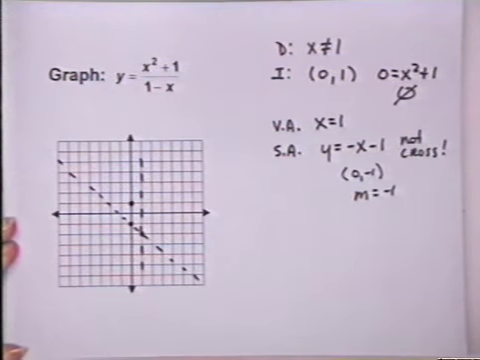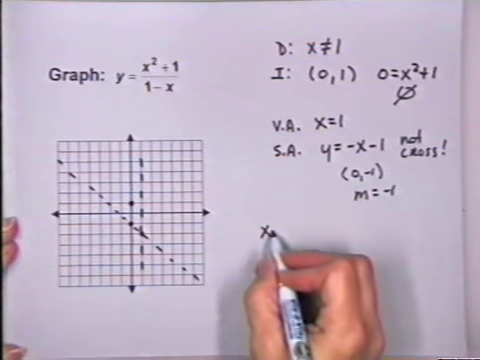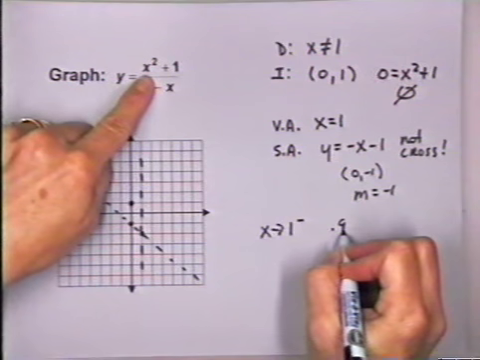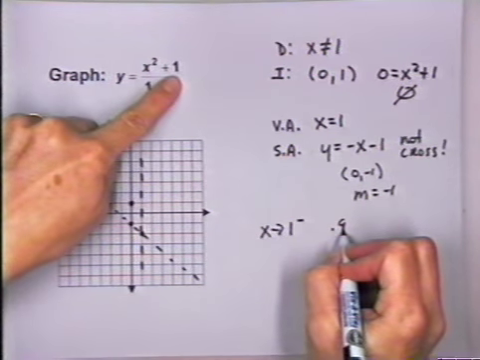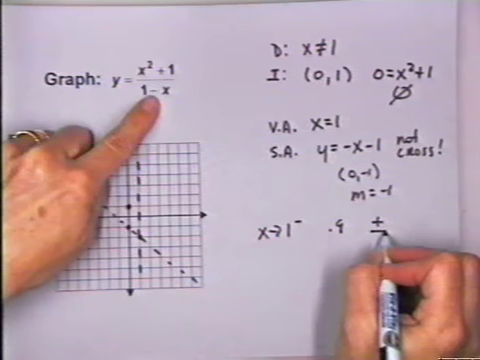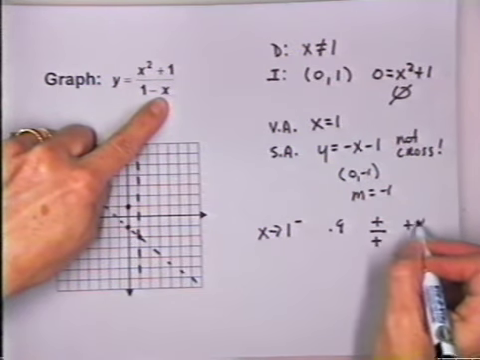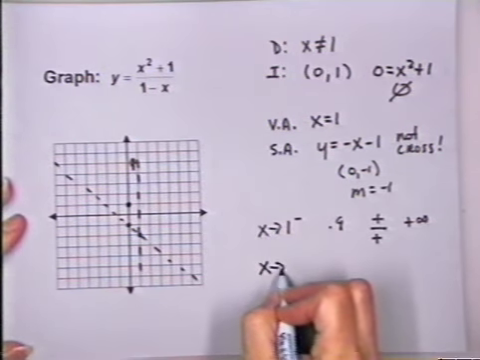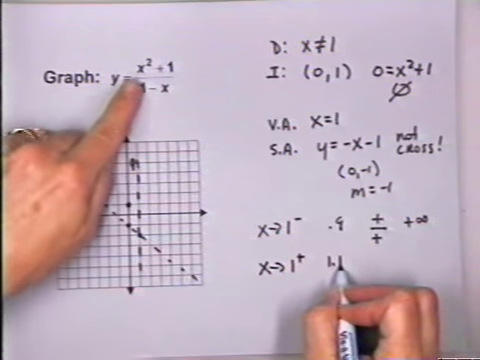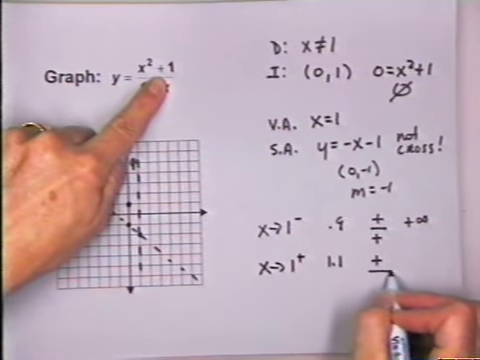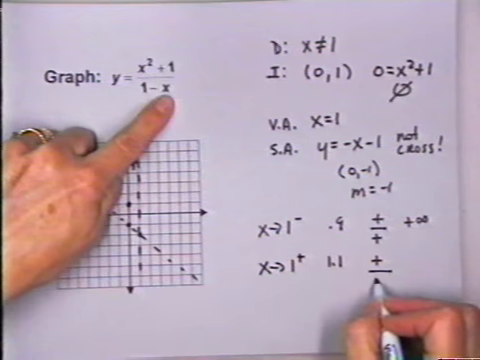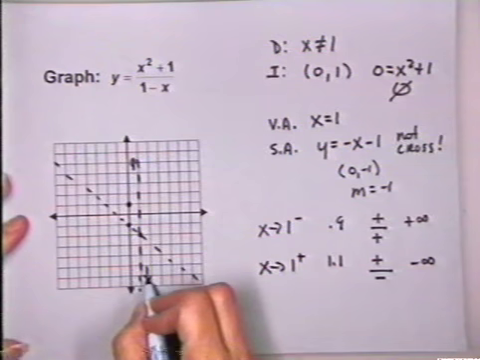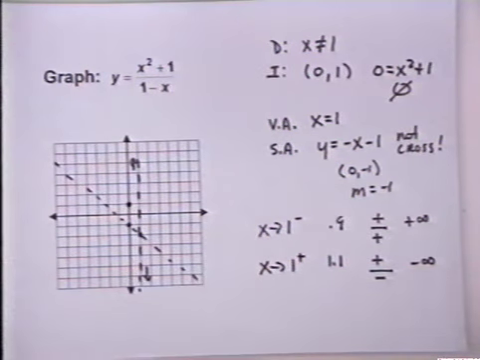Okay. Let's look at what's happening at our vertical asymptote. As we approach 1 from the left, we can use 0.9. Notice this numerator, 0.9 squared plus 1, that's positive. 1 minus 0.9 is positive, so I have a positive infinity. So I'm going up on this side. As we approach 1 from the right, we can use 1.1. 1.1 squared plus 1 is positive. 1 subtract 1.1 would be negative, so I'll get a negative infinity on this side. I'm putting it down here, notice, because of that slant asymptote that I can't cross.